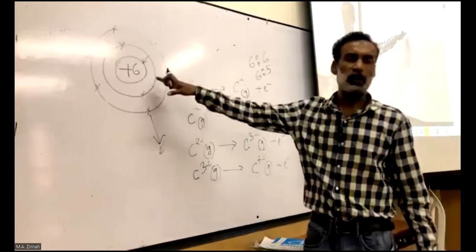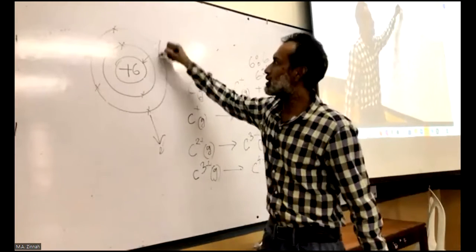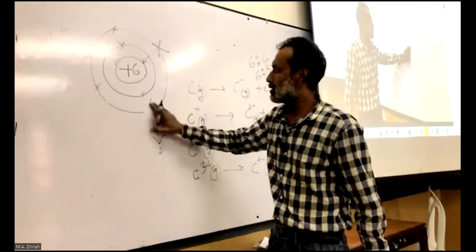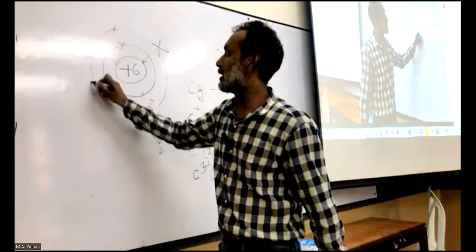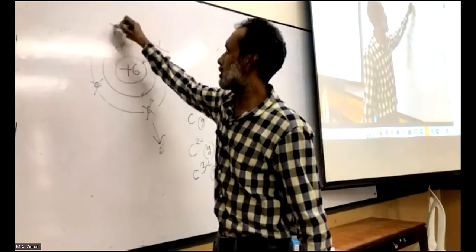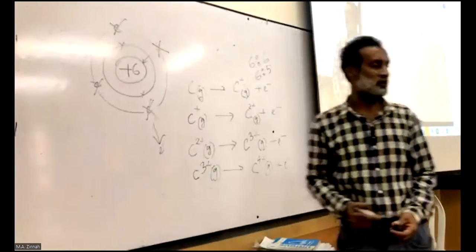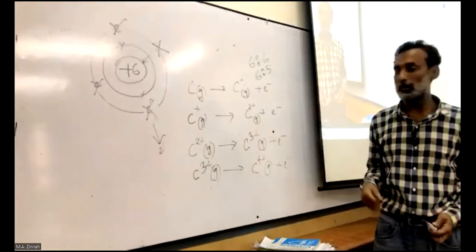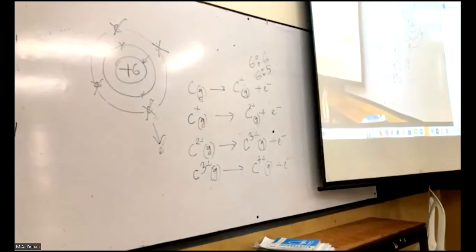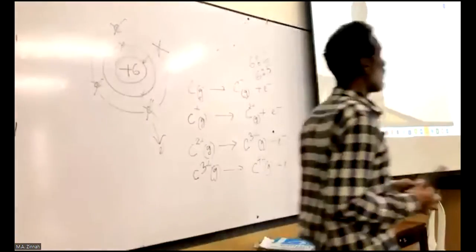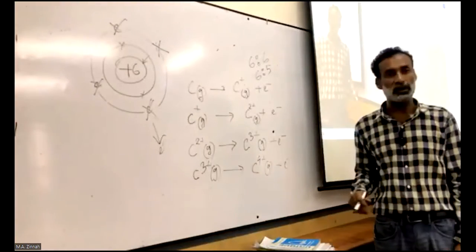Look at the diagram. We have removed the first electron. This is not there. Second electron, this is not there. Third electron, this is not there. Fourth electron, this is no more there. So now you have the remaining part of the ion. Look carefully what is there. Are you okay, everybody? Look carefully because I have a question for this.